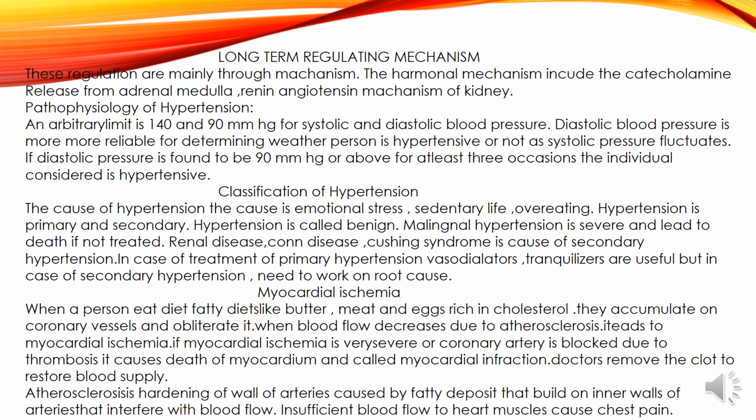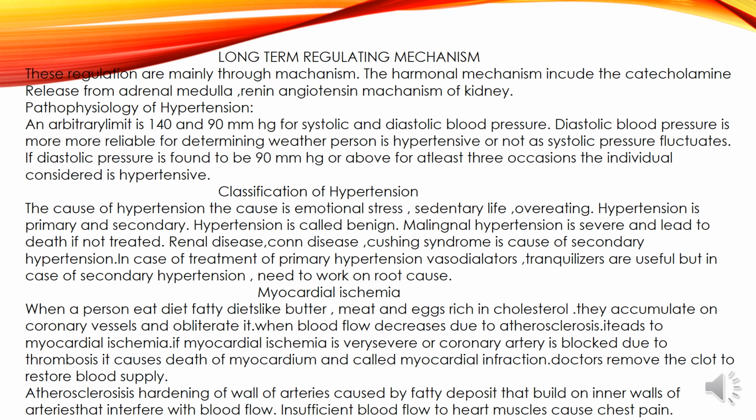In the treatment of primary hypertension, vasodilators and tranquilizers are useful, but in case of secondary hypertension, we need to work on the root cause. If you are having stress, you need to work on your stress. If you are having lots of salt, you need to cut down your salt. If you're not exercising, then you need to go for exercise. Then the hypertension itself will get cured.